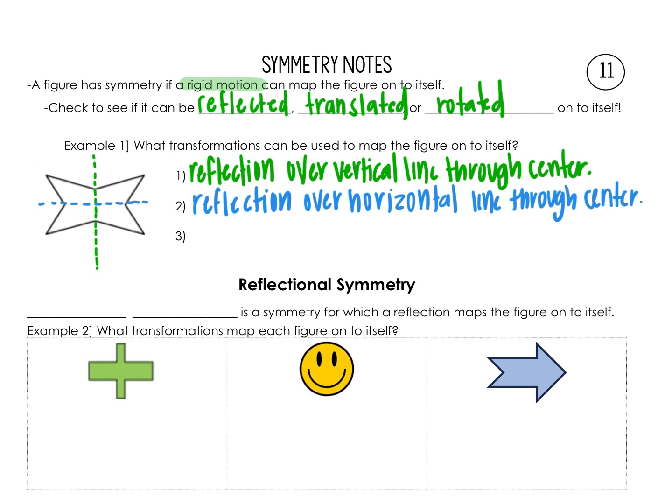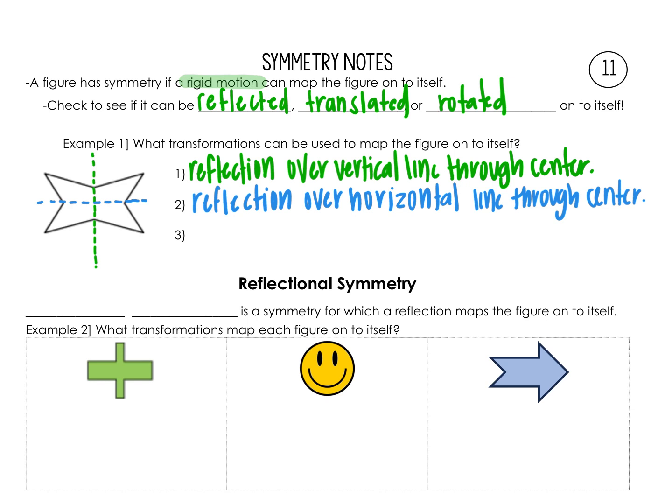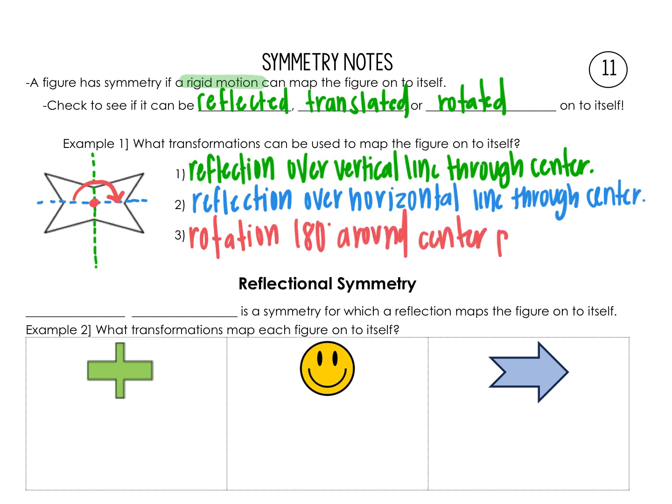There's one more rigid motion that would land this figure completely on top of itself, and that's a type of rotation. So imagine that we put a point right at the center. If you rotated this image 180 degrees, it would still land completely on top of itself. So a rotation, 180 degrees around the center point.